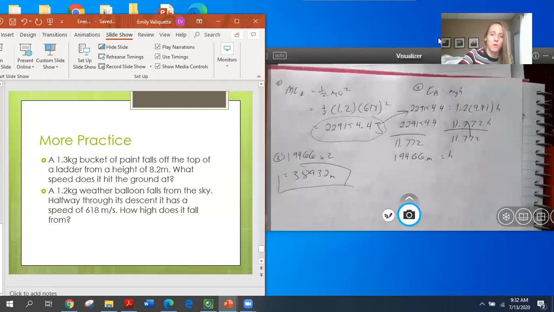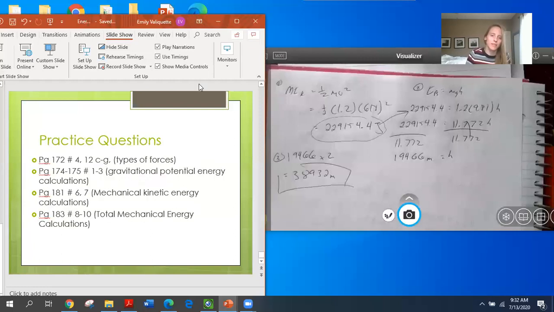Okay, so for more practice with all of these different types of things, see this last slide here. I've broken it down into questions on the different types of forces, gravitational potential energy calculations, mechanical kinetic energy calculations, and then the total mechanical energy calculations, which involve both potential and kinetic energy.